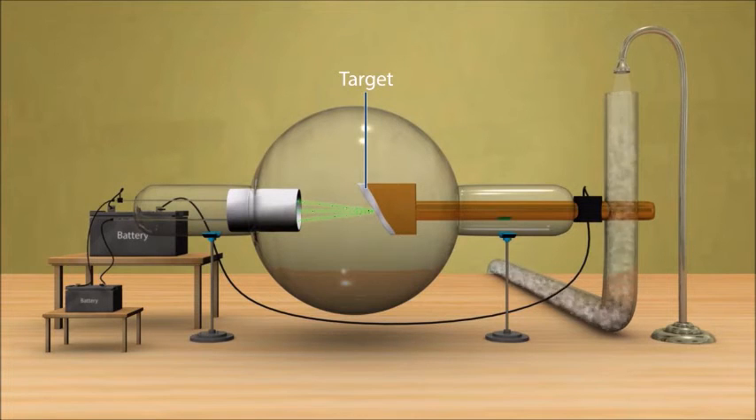The target is also tilted at an angle of 45 degrees, causing the electrons to hit at an angle. This will produce the X-rays almost perpendicular to the electron beam.